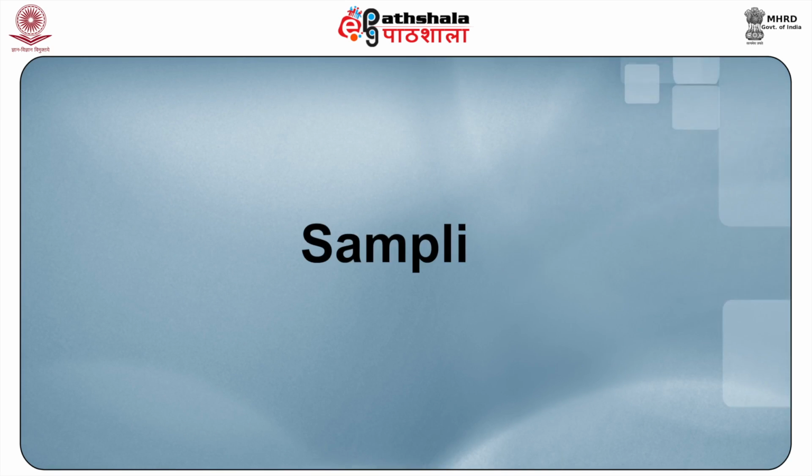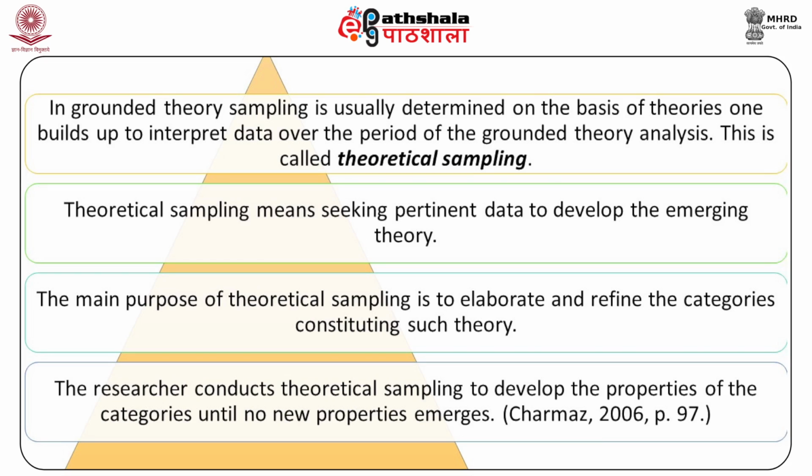Step 2: Sampling. In grounded theory, sampling is usually determined on the basis of theories one builds up to interpret data over the period of the grounded theory analysis. This is called theoretical sampling. Theoretical sampling means seeking pertinent data to develop the emerging theory. The main purpose of theoretical sampling is to elaborate and refine the categories constituting such theory. The researcher conducts theoretical sampling to develop the properties of the categories until no new properties emerge.